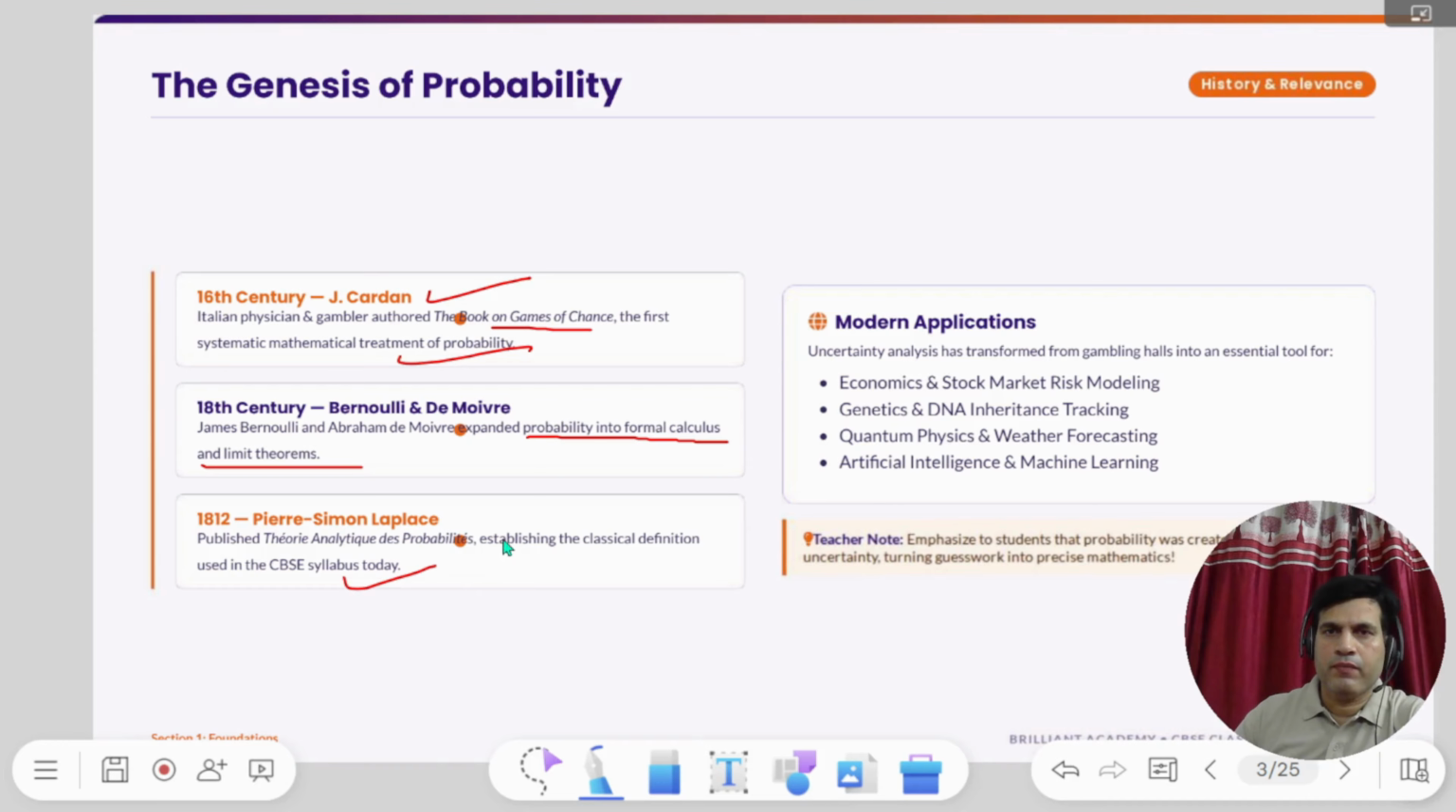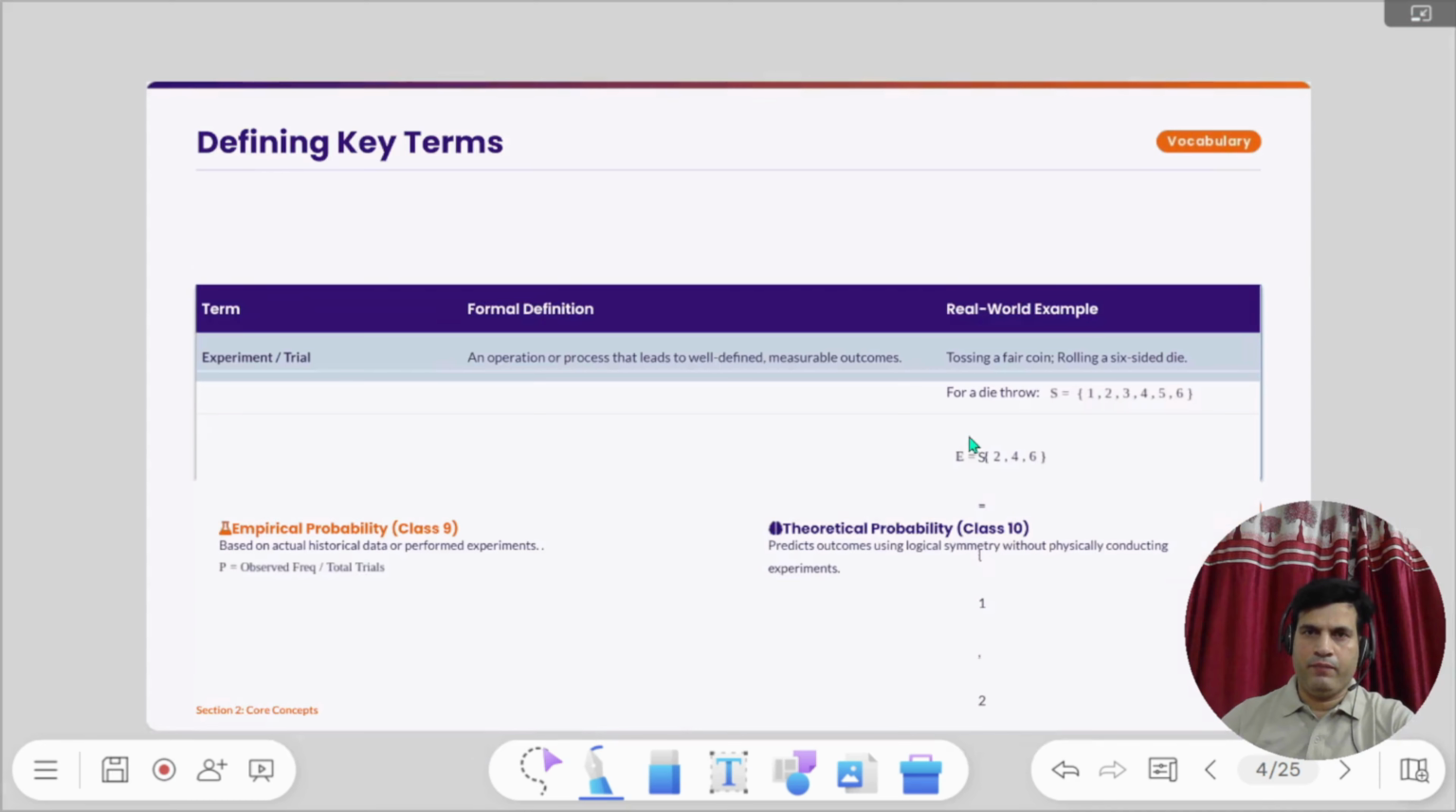in the CBSE syllabus today. What are the modern applications of probability, where we use probability? In this part you will see economic and stock market risk modeling, we will discuss genetics and DNA inheritance tracking, and quantum physics and weather forecasting, and artificial intelligence and machine learning. In these areas we apply probability.